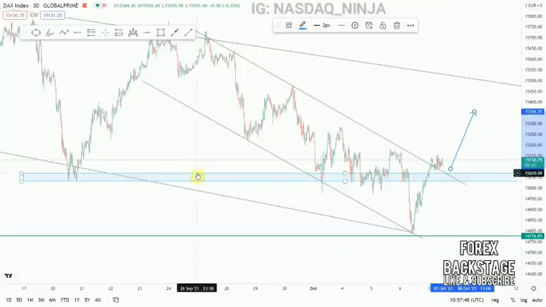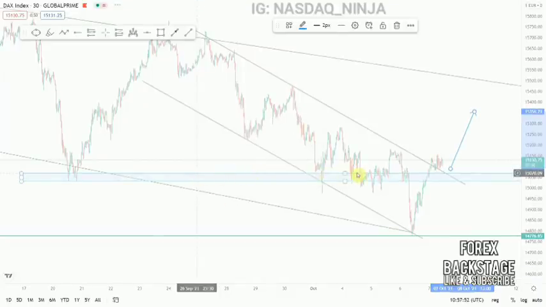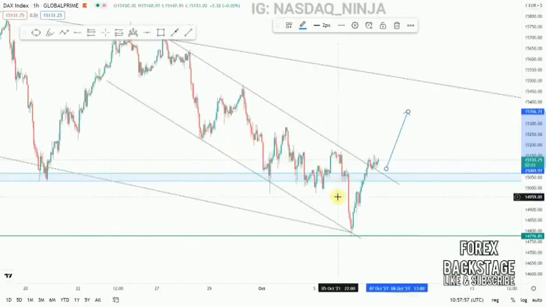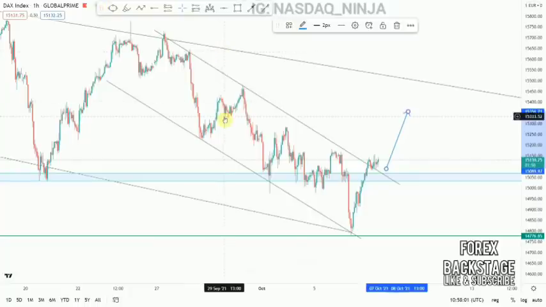So let me go back to H1. This is your setup for German 30. It's a beautiful setup, as much as you can see. So now we're gonna go to Nas100.